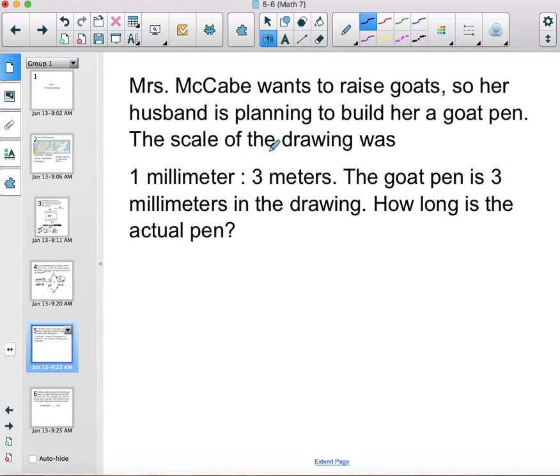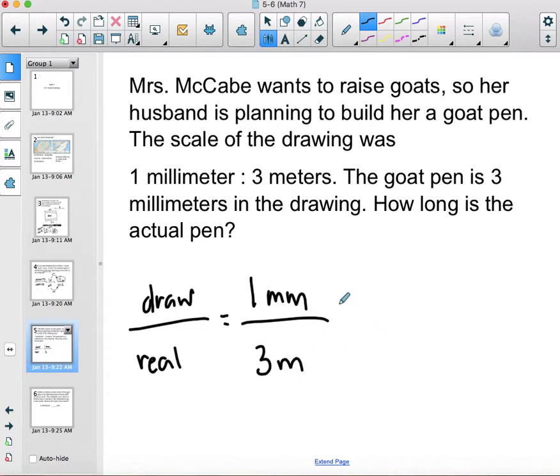So in the drawing that he has drawn up, so remember I'm doing drawing over real life, 1 millimeter represents 3 meters. So in his drawing, the goat pen is 3 millimeters long. We want to know how long the actual pen is going to be.